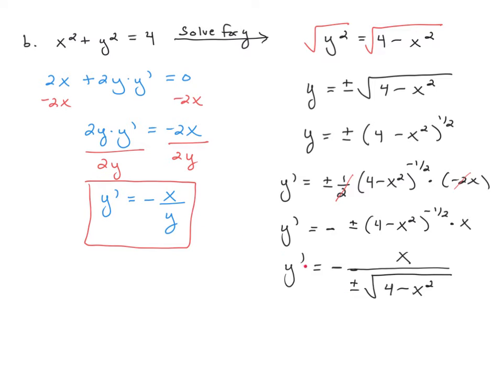Why are these two things the same? Well, y is identical to plus or minus the square root of 4 minus x squared. I mean, I don't have to do much more work than to say, all right, are these equal? The answer is yeah, because y prime is equal to negative x over, and this entire denominator is the same thing as y. So yeah, they are in fact the same thing.